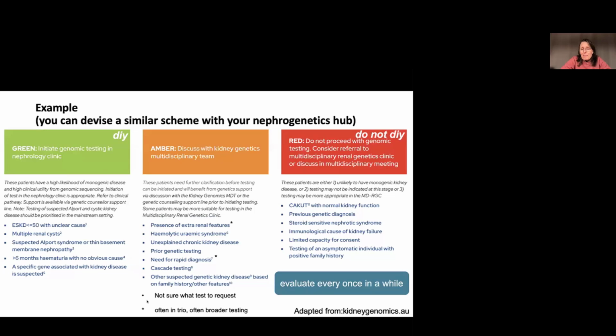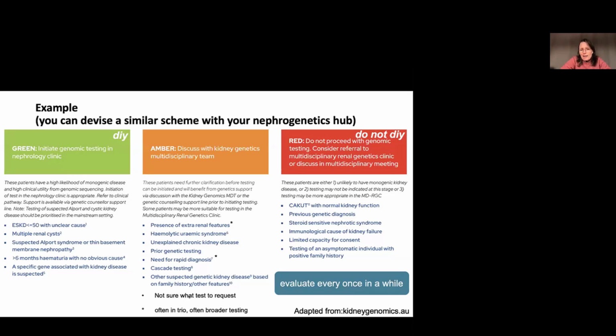So this is what that might look like, and you can devise a similar scheme with your nephrogenetics hub. This is an example from Australia where it's kind of a stoplight principle. In green are the cases where general nephrologists can offer a test themselves, that's why I may put a DIY there. In orange or amber, the cases where a discussion with a multidisciplinary team is in place. And in red are the cases where it's specified to definitely not test in general practice.